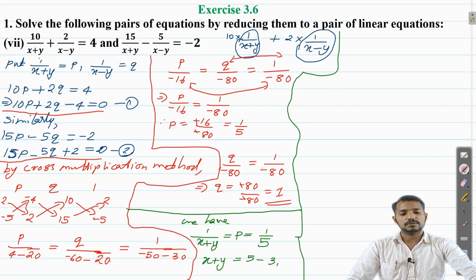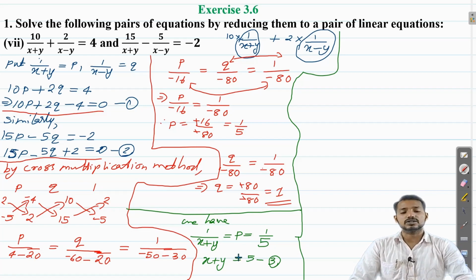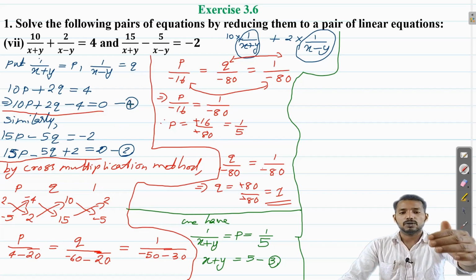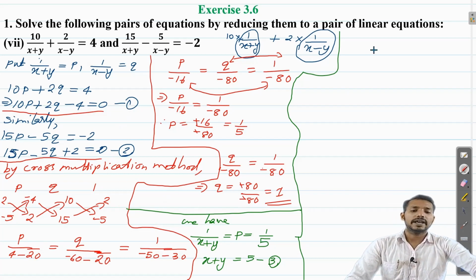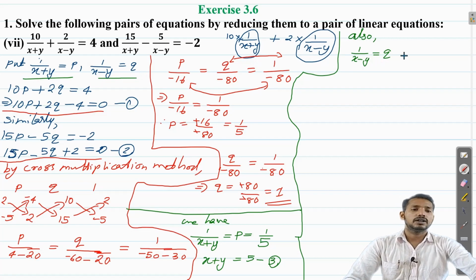Equation number 3. Because this is not a single value, this consists of two variables, that gives us equation number 3, because already we have given the names equation 1 and 2. Now again we have one more relation, 1 by x minus y is equal to q, that is what we have substituted here. 1 by x plus y is equal to p and 1 by x minus y is equal to q. What is the value of q we have obtained? That is 1.